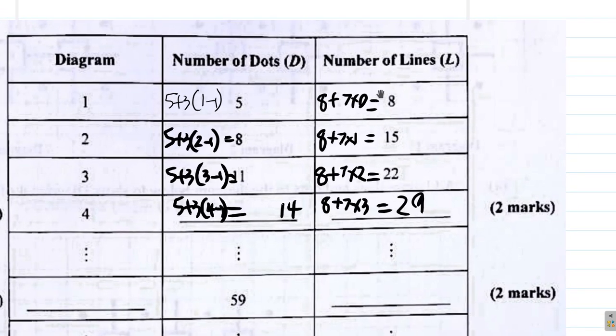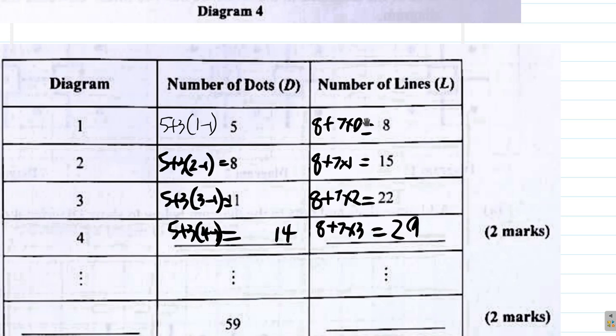Now this looks like 8 plus 7 times 1 minus 1. So let's write it that way. 8 plus 7 times the diagram number minus 1. 8 plus 7 times 1 minus 1. So 1 minus 1 is 0, 7 times 0 is 0. You're left with 8. This is 8 plus 7 times 2 minus 1.